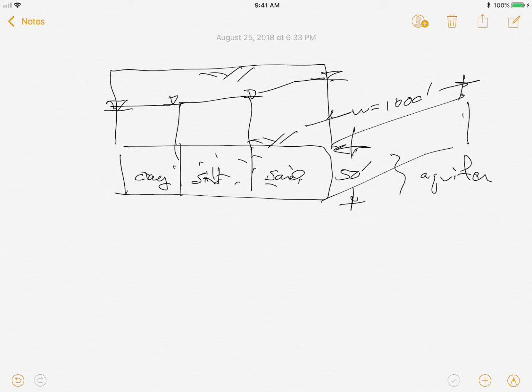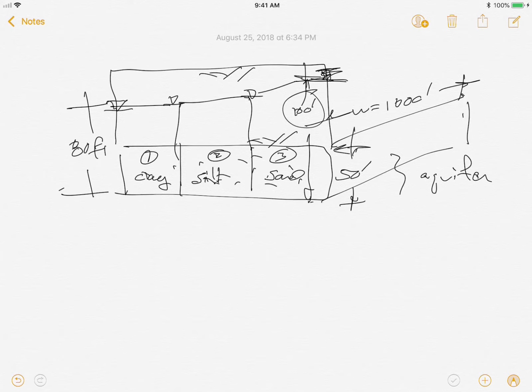For our example, and sometimes it's easier when we put numbers on things, this is going to be 100 feet. So we have 100 feet from the bottom of the aquifer to this water level over here, and then we're going to say this is 80 feet over here. And then let's say this is going to be material 1, this is going to be material 2, and this is going to be material 3.